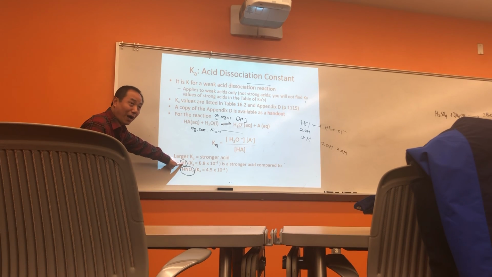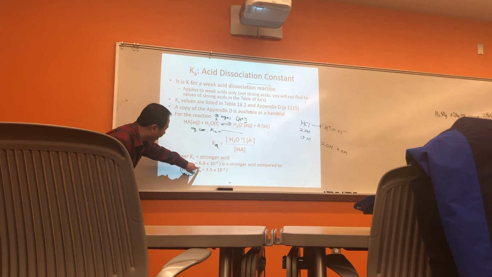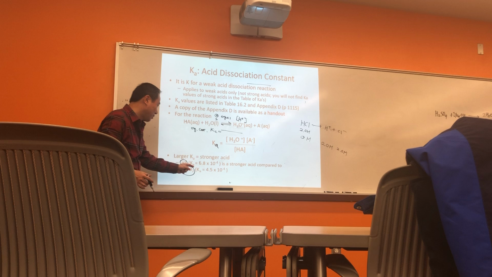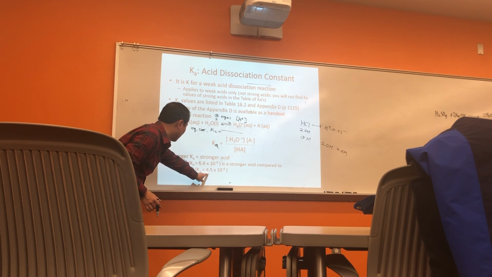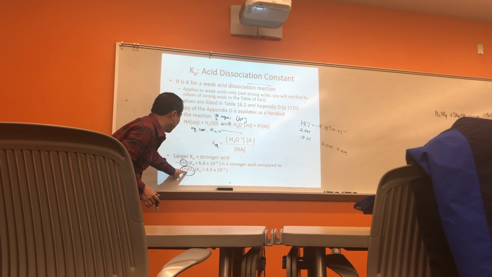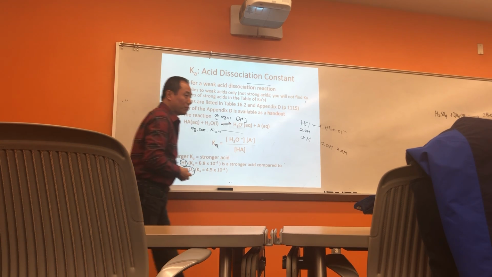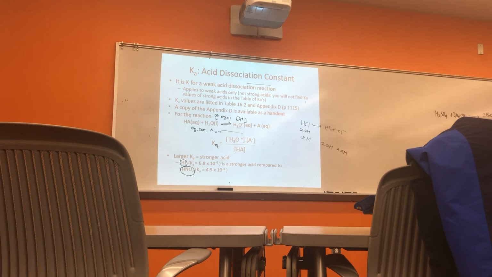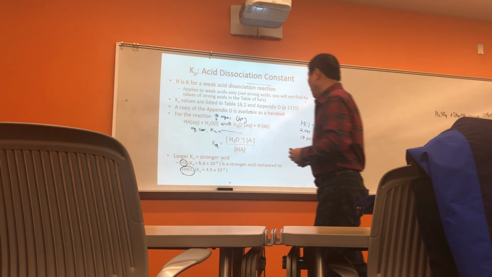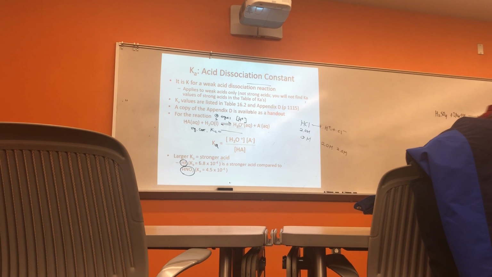Nitrous acid, hydrofluoric acid. Those two weak acids have Ka values, and if the Ka is smaller, it is a weaker acid. In your handout, I gave you a list of weak acids with Ka and Kb values. Those are extensive lists, so you can use them for your homework or some other purpose.